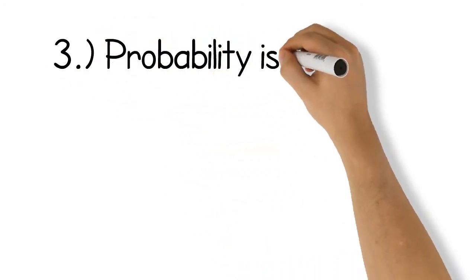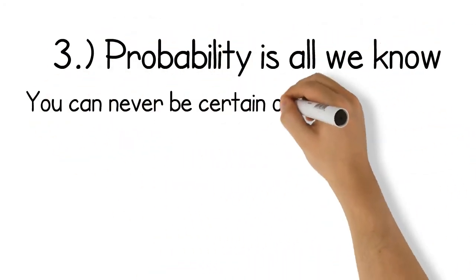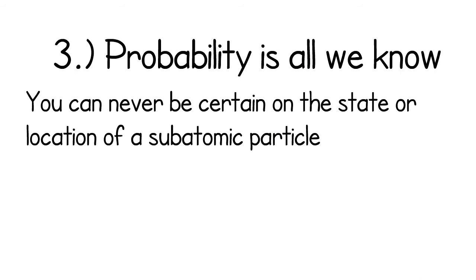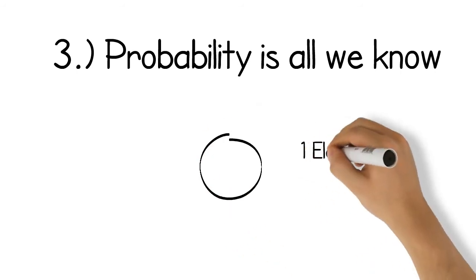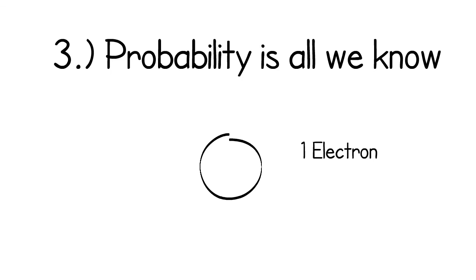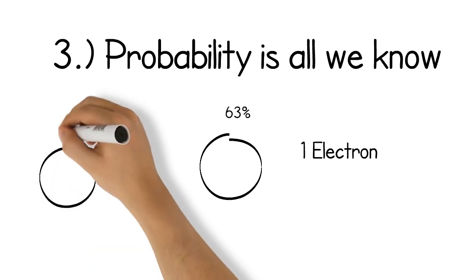3. Probability is all we know. We can only predict, not be definite about particles. For example, imagine one electron. If someone asks you what is the probability of it being right here, you'll probably say 100%, right? Actually, this is wrong, and it could be two probabilities, like 63% and 37%.